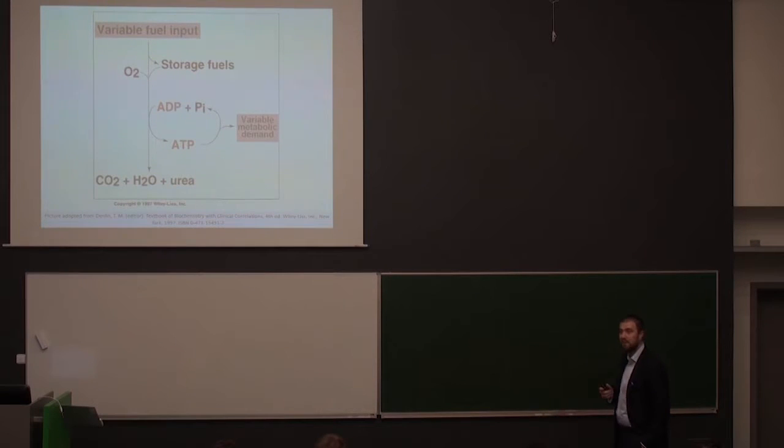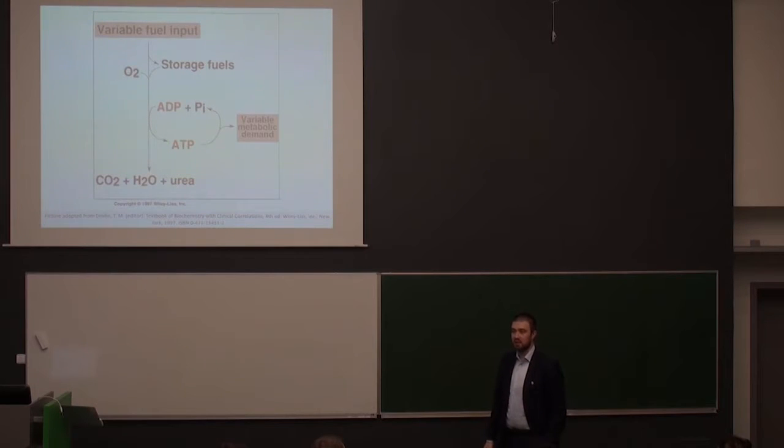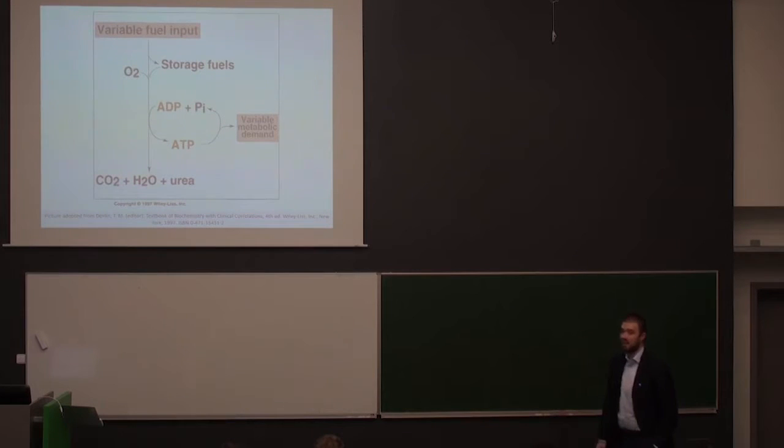Could you name me some storage compounds that we have in our body? Glycogen, that's for what? Glucose. That's for glucose, that means for saccharides. And the second? Triacylglycerols, that are the main energy storage compound. And we have the majority of energy in triacylglycerols. In glycogen, we have the glucose molecules.